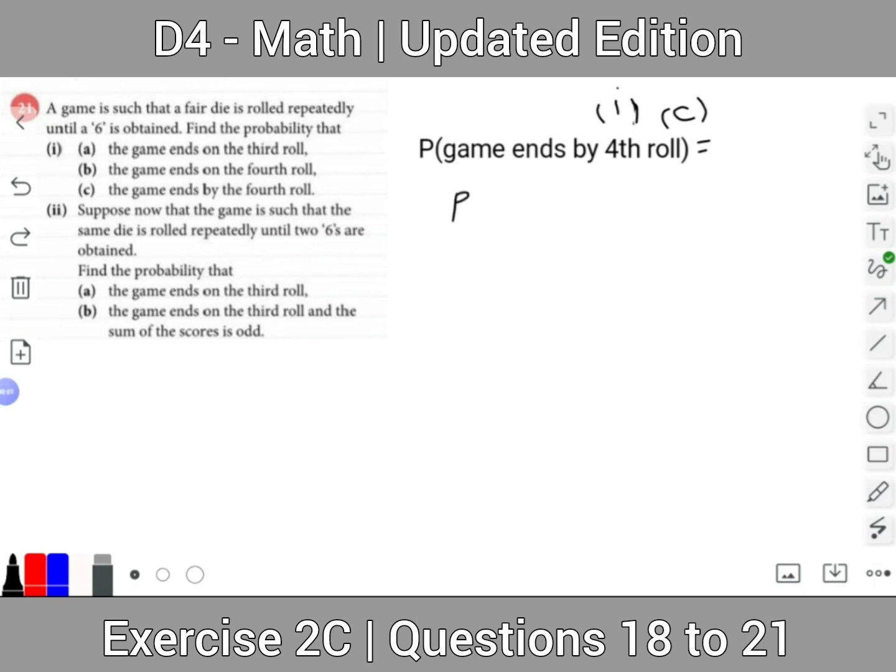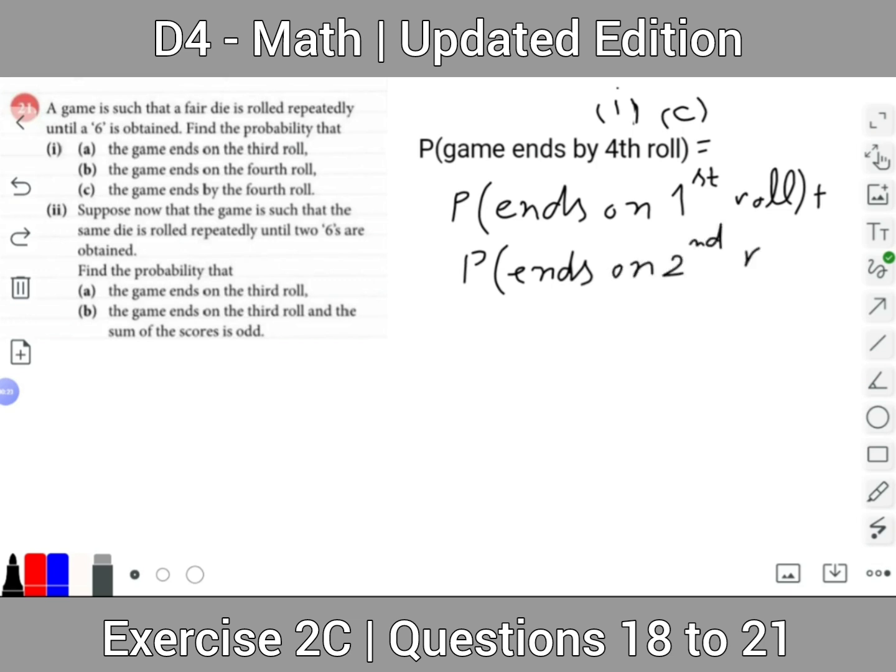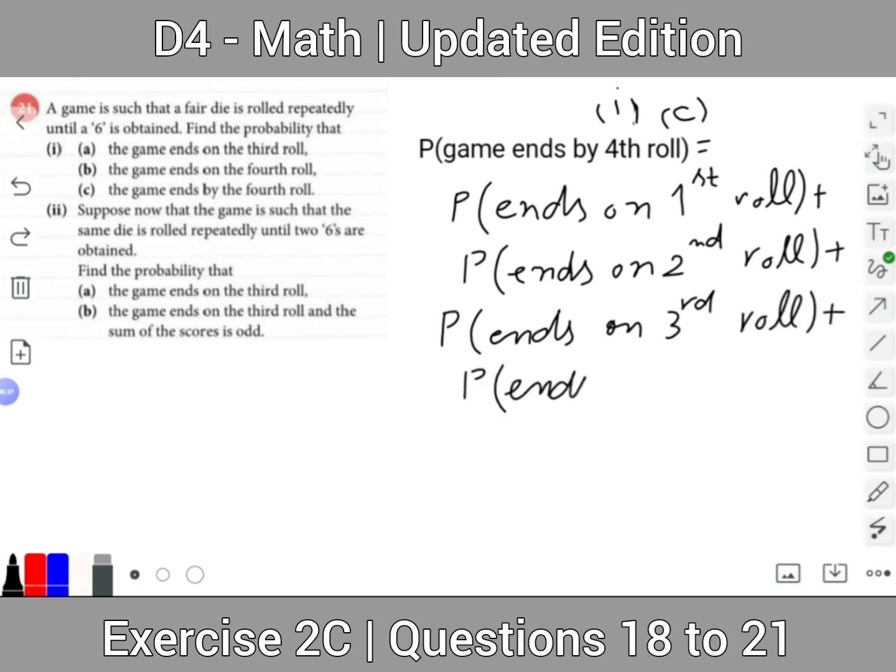Now in the part C, we have to find out the probability that game ends by fourth roll. So for this, we have 4 possibilities. The first is game ends on first roll plus probability that it ends on second roll plus probability of it ends on third roll plus probability of it ends on fourth roll.